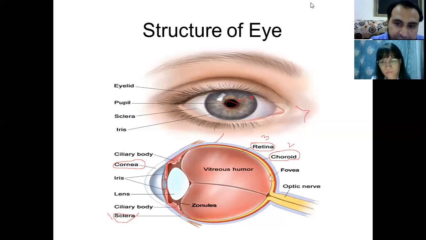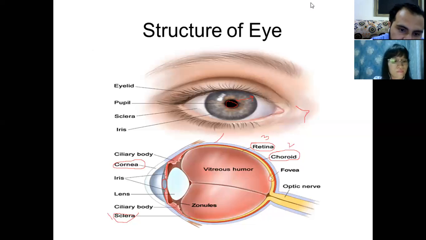Now, the iris contains specialized muscles called radial and circular muscles. Because of that, sometimes the window becomes small, sometimes it becomes wide, according to the intensity of light. That is the role of the iris. In the iris, the important role is played by the circular and radial muscles. We will discuss it now.